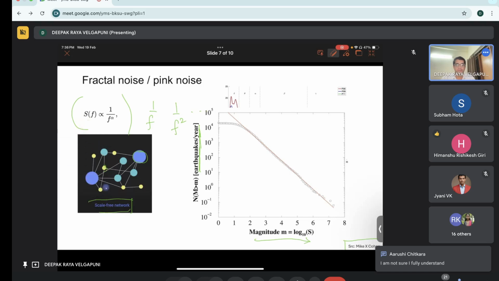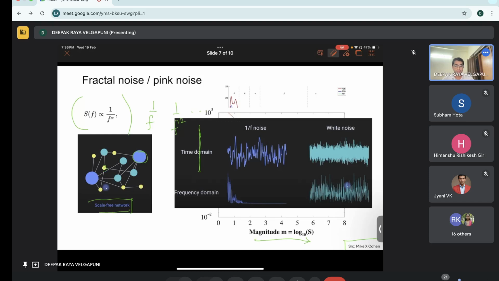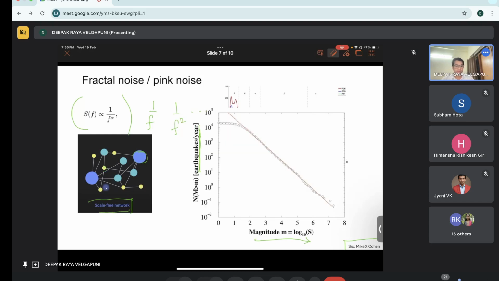Oh, I'm not sure I fully understand. Okay, so imagine, I'll explain through this earthquake. As you go higher, the number of earthquakes occurring in a year with a magnitude of 7 is lower here.